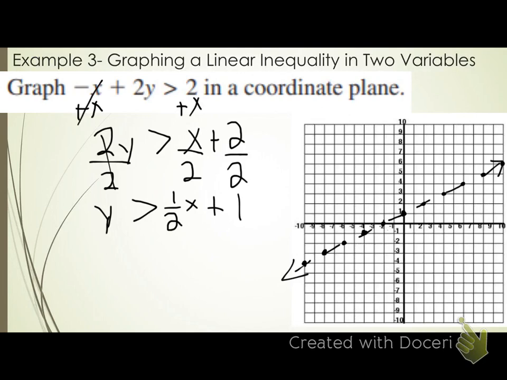So that'll be this section up here. And you don't have to color in the whole graph. If you just kind of scribble it in like that, okay? Let's say you like using the test point. Someone give me a test point that's not on my line. 0, 0. So I'd plug 0 in for y, 0 in for x.